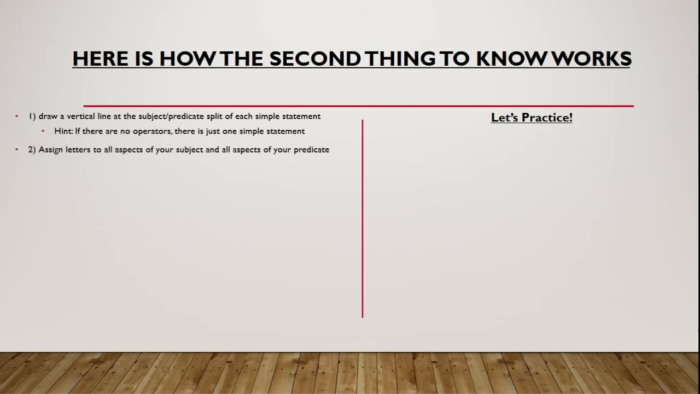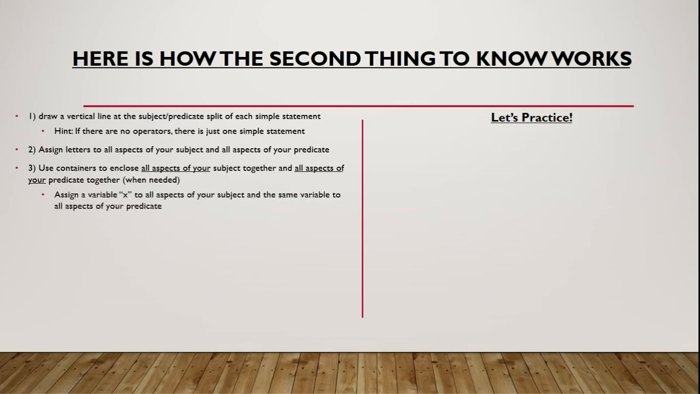2. Assign letters to all aspects of your subject and all aspects of your predicate. 3. Use containers to enclose all aspects of your subject together and all aspects of your predicate together when needed. You're going to assign a variable x to all aspects of your subject and the same variable to all aspects of your predicate. 4. You're going to assign a proper quantity, either universal or existential, for each simple statement.